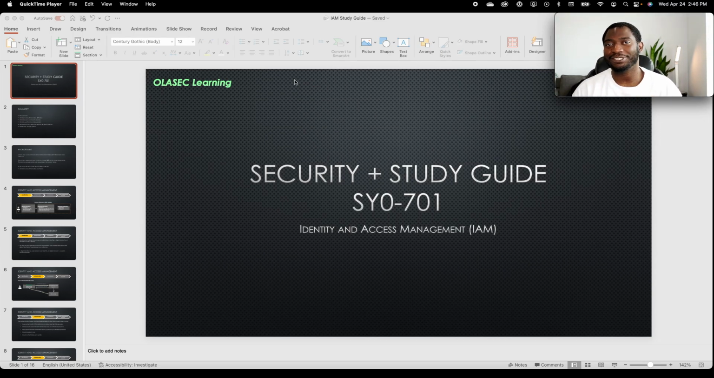During today's session, we're going to cover the concept of identity and access management and why it's so important for an organization to get this right, especially from a security perspective. Let's talk about the concept of identity and access management.